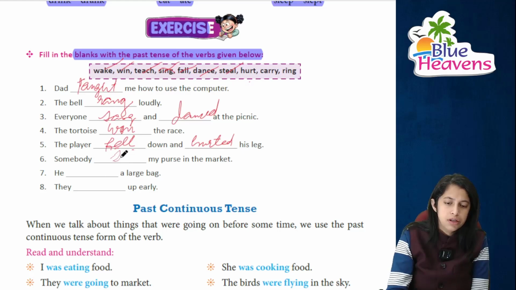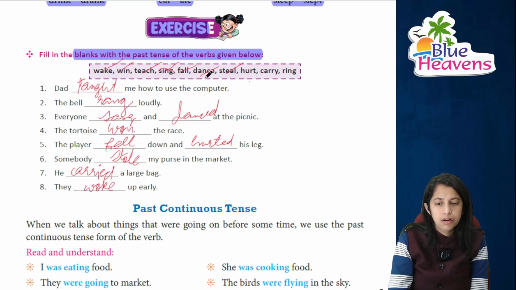Somebody stole my purse, बिल्कुल सही है. He carried a large bag. And they dash up early, that is they woke. यहाँ पे wake कहीं पे होगा, ये रहा, right?